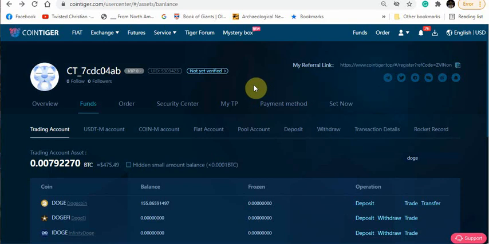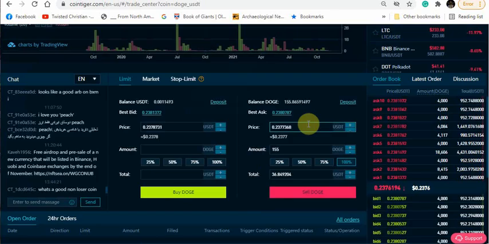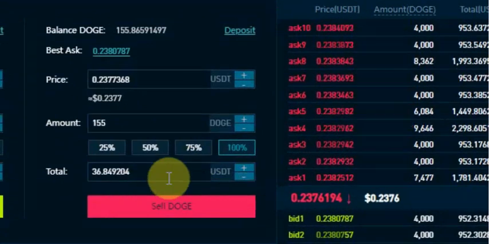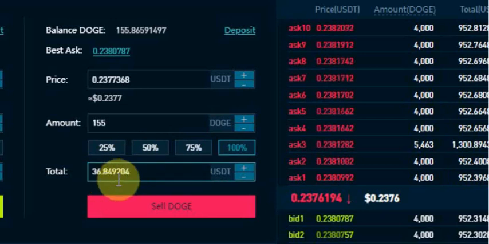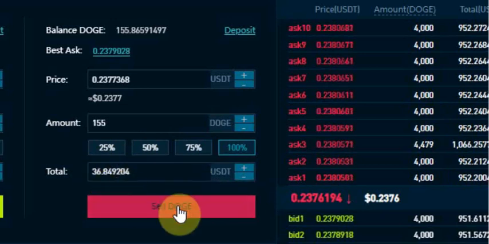Now that I have my Dogecoin that did go through, it took about 18 minutes on that timer. So now I'm going to go ahead and trade that and turn it into USDT. Remember, I bought a total of $40 worth of Doge starting off, and this is going to give me a total of 36.84 USDT. So I haven't lost very much in trading this.